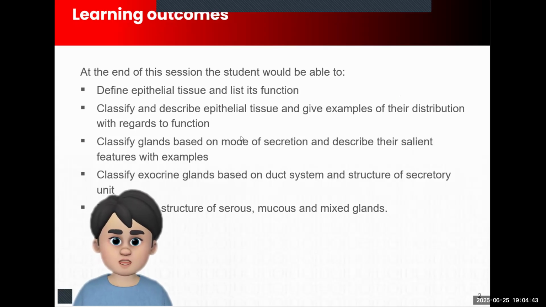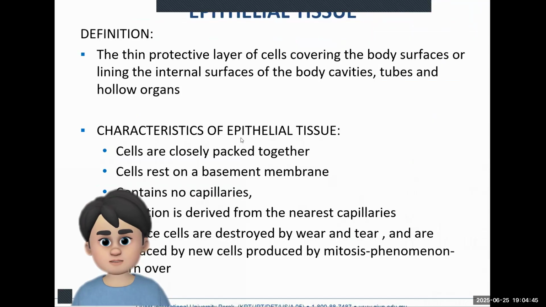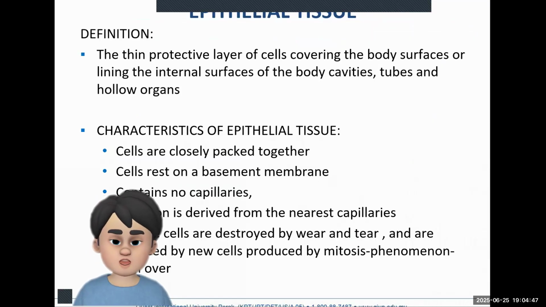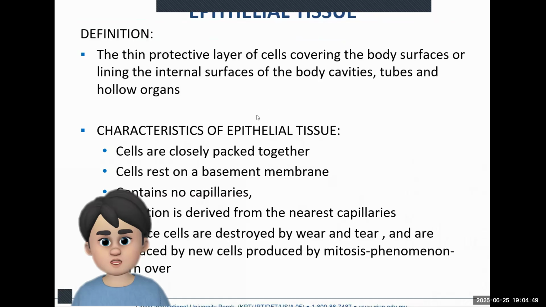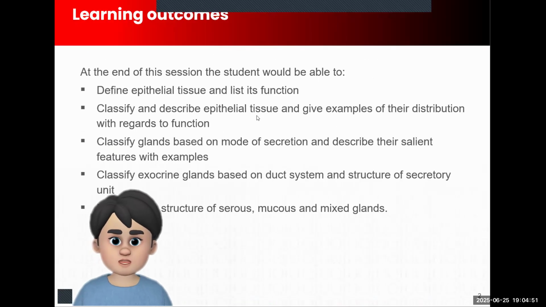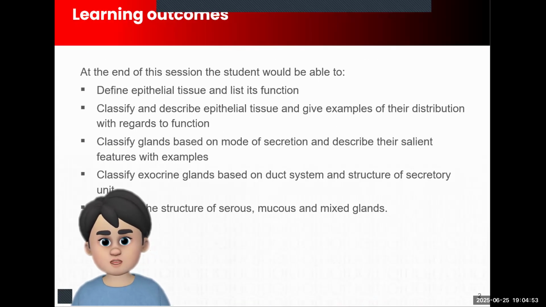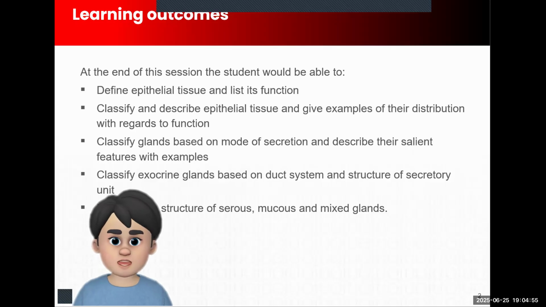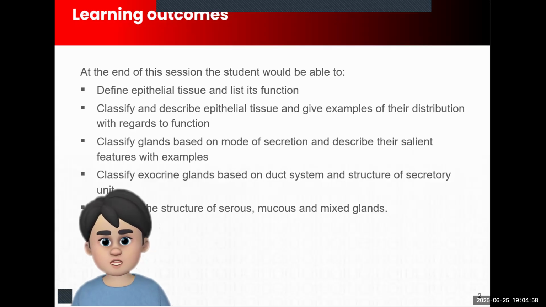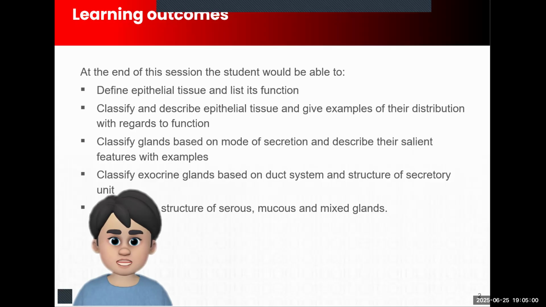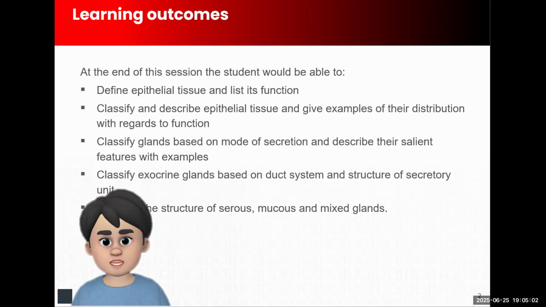Right. So now we are going to talk about tissues. So that means a learning outcome. At the end of this session, the student would be able to define epithelial tissues. You need to underline that one. So what is epithelial tissue?